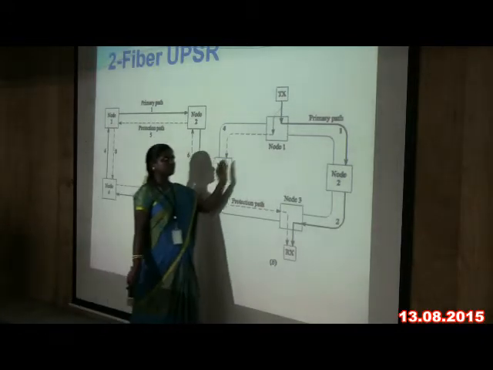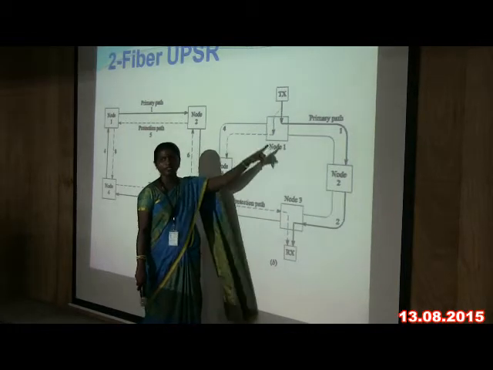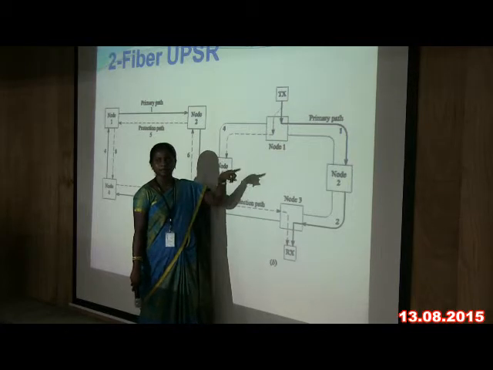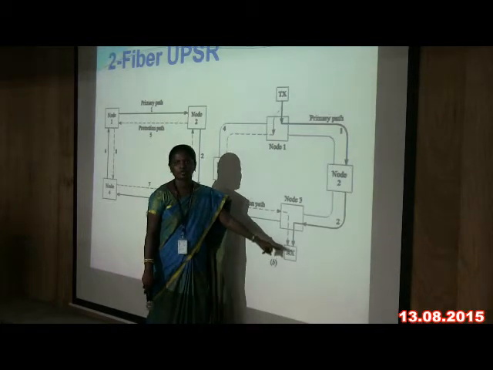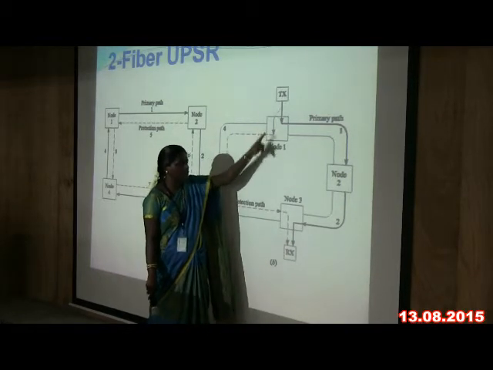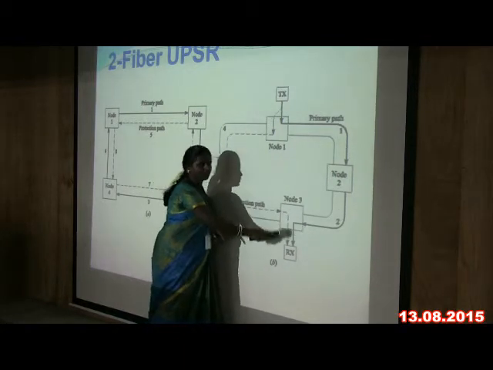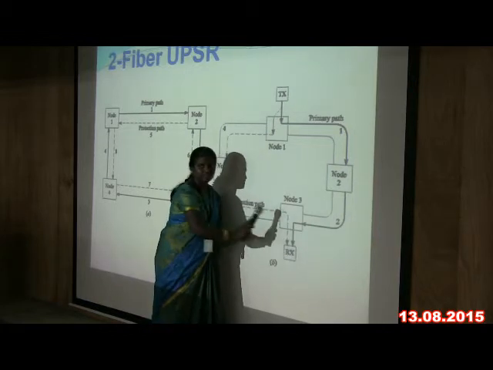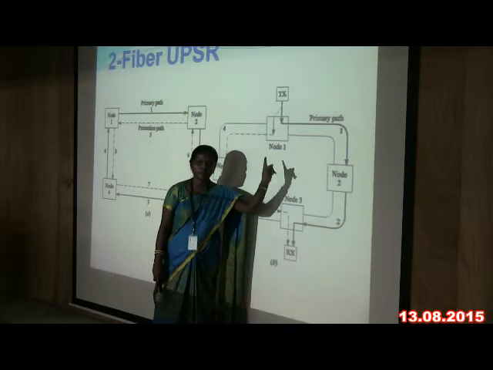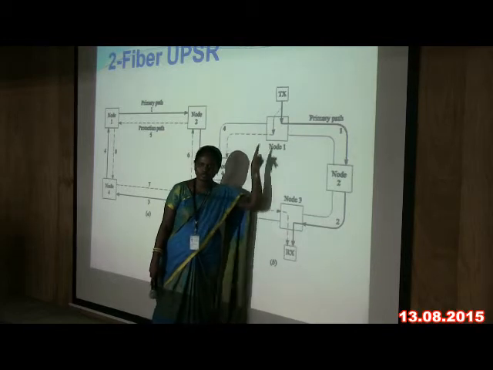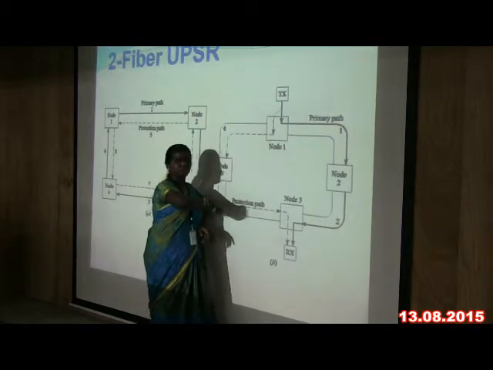If suppose we are transmitting data from node 1 to node 3, the data is transmitted both in the primary path and the secondary path. If suppose the primary path fails, the secondary path data is taken by the receiver. Both the data is coming in the receiver side. The receiver chooses any one signal. If suppose primary path fails, it takes the secondary path signals. Here the primary path runs in this direction and the secondary path runs in this direction.